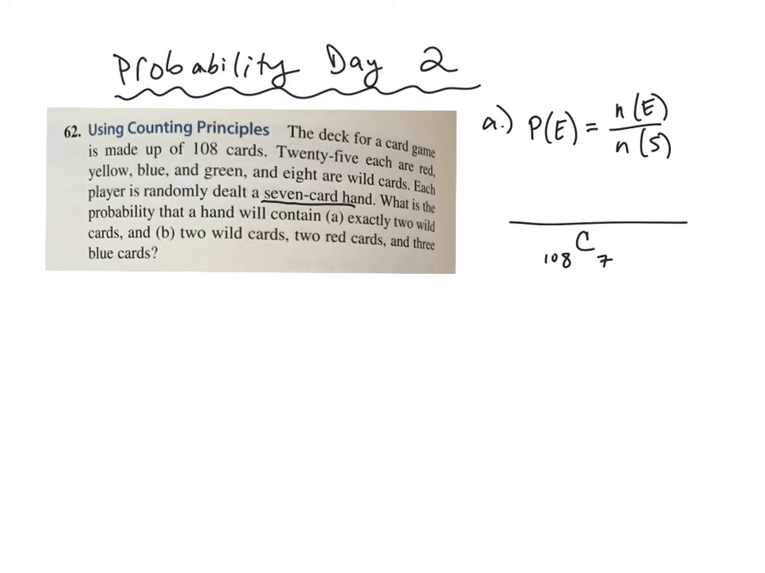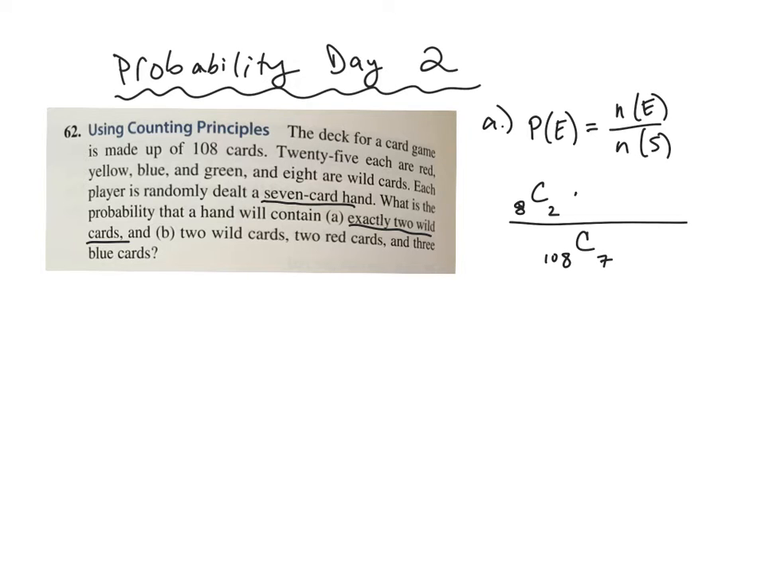And for part A, we're trying to figure out the number of ways that we can get exactly 2 wild cards. Well, let's first think about the number of ways that we can get 2 wild cards. There are 8 wild cards, and we want to choose 2 of those 8. So it's tempting to be done here and pop this into our calculator, but we haven't guaranteed that we're only getting 2 wild cards until we figure out how to fill the rest of the 7 cards in our hand.